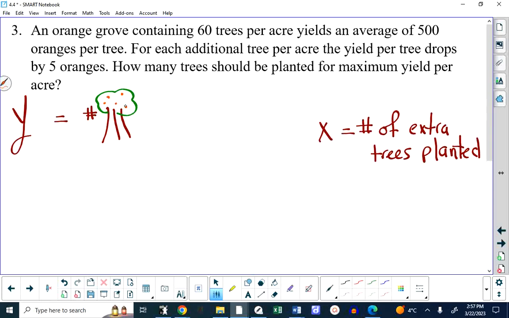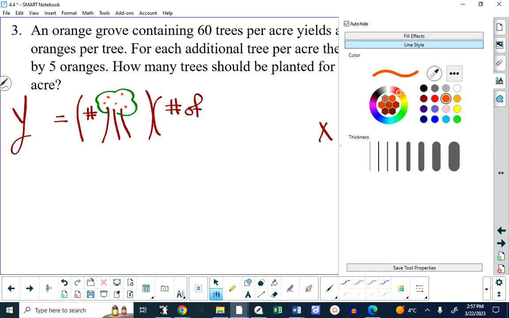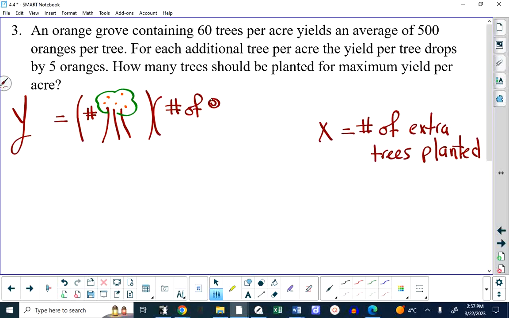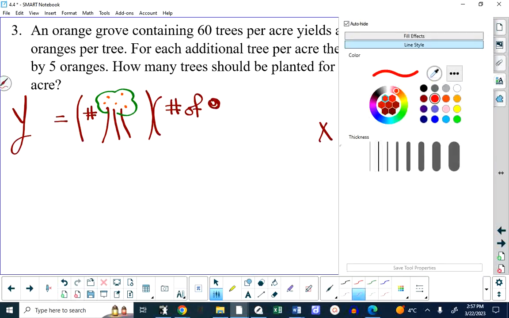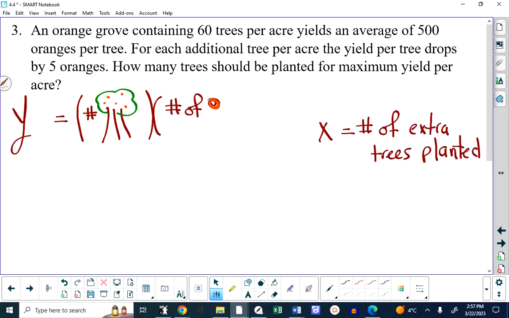I took Art 9, by the way, Mrs. Joyce. The number of orange trees times the number of oranges per tree. I know that's red and not orange, but I can't get the orange right now. And I'm not going to draw the tree again because you laughed at me, so.